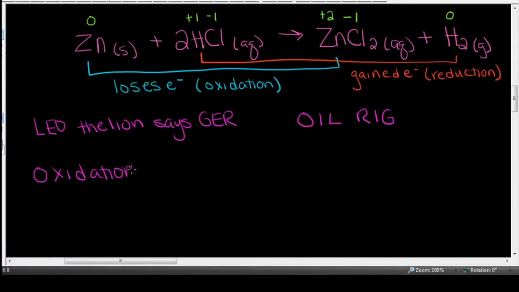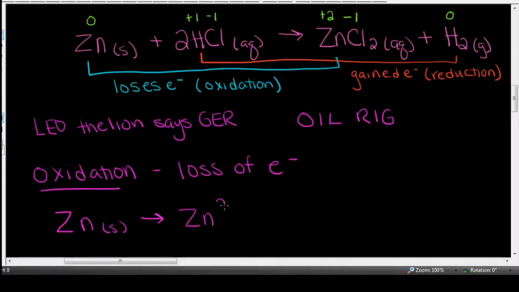So just remember that oxidation, as far as a definition goes, is the loss of electrons. And I can represent that loss of electrons with what we call the oxidation half reaction. So if I wanted to show this zinc going from a 0 to a +2, I would show that oxidation like so. My zinc solid is becoming zinc 2 plus aqueous plus 2 electrons. And you can see here in this half reaction that my electrons are on the right-hand side for oxidation, showing the loss of these electrons.